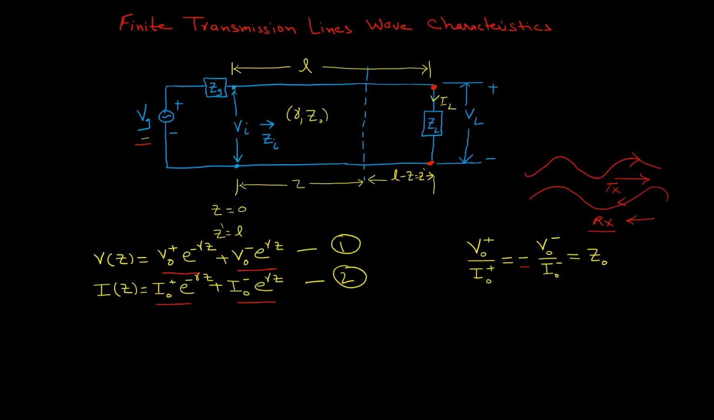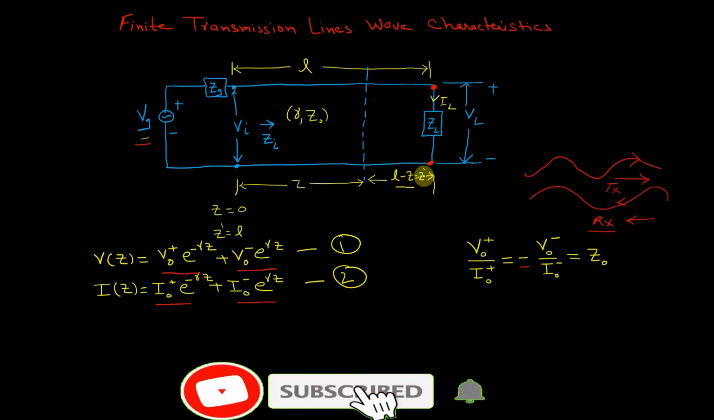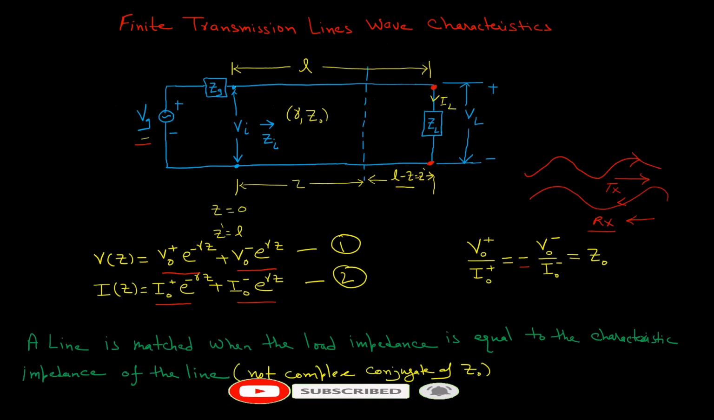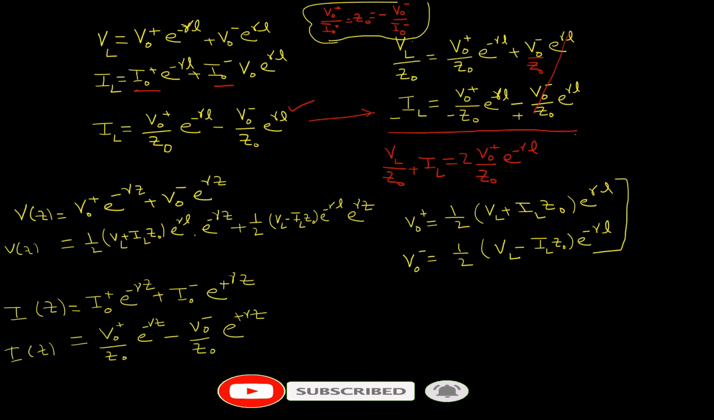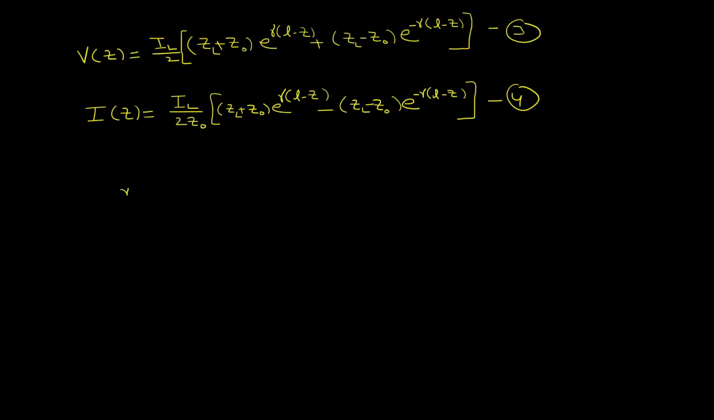There we have assumed that this is the transmission line. Here you can see that L minus Z is equal to Z dash, and in the last equation we have derived, for Vz and Iz we have this term L minus Z in all these exponential terms. So we can write the modified version of these equations.